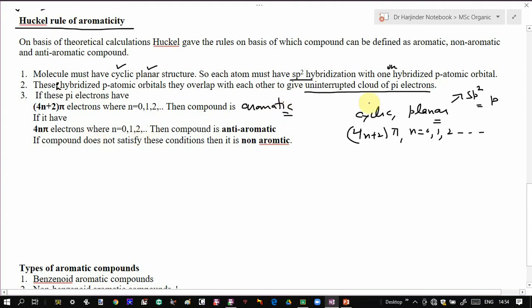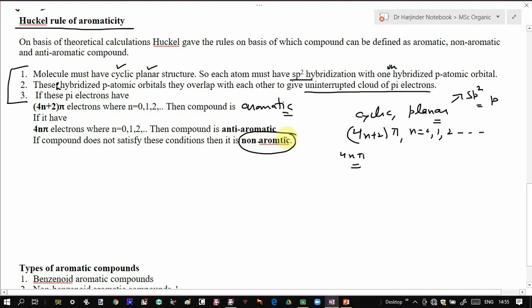On the other hand, if this uninterrupted cloud of completely delocalized pi electrons has 4n pi electrons, in that case it will be anti-aromatic. On the other hand, if the compound does not satisfy any of these conditions, that means the compound is neither cyclic nor planar, in that case it will be called a non-aromatic compound. So depending upon the number of delocalized pi electrons, it will be aromatic, anti-aromatic or non-aromatic. Aromatic compounds must have 4n plus 2 pi electrons. Anti-aromatic must have 4n pi electrons, while if it is not cyclic or planar, it will be called a non-aromatic compound.